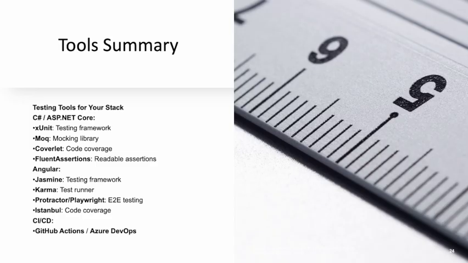Again, I recommend starting simple, using xUnit for C# testing, using Jasmine and Karma for Angular testing, and adding Mock when you need mocking. Also setting up GitHub Actions for CI if you are comfortable. Don't try to use every tool immediately. Start with the basics, get comfortable, then gradually add more tools as you need them.